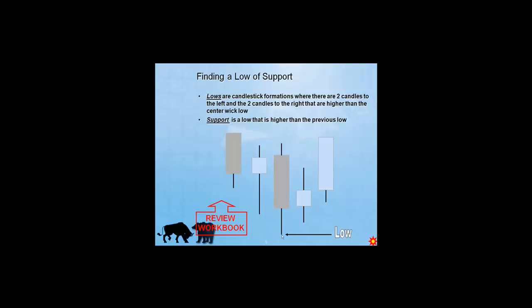And we're going to see here, for example, we have two candles to the left, two candles to the right, which are higher than this center wick, which is the lowest point. And these two candles are higher than that lower point. These two candles are higher than this lower point.